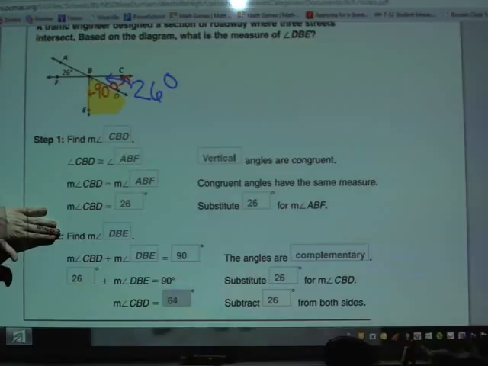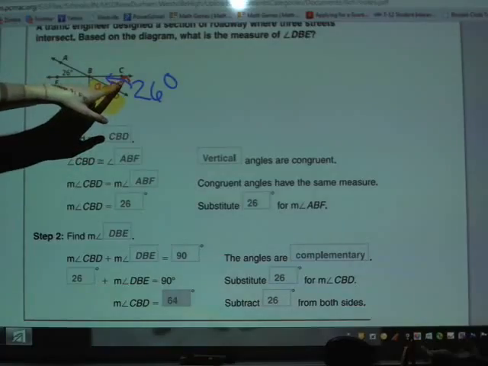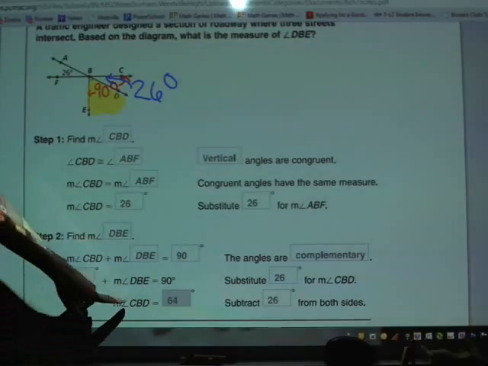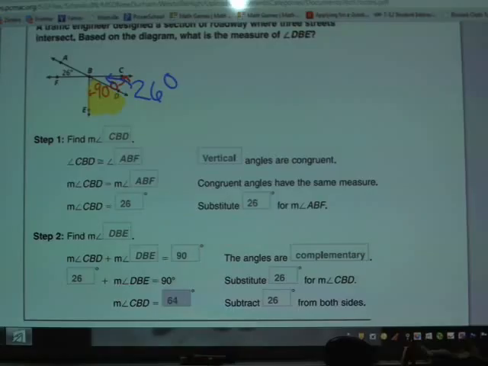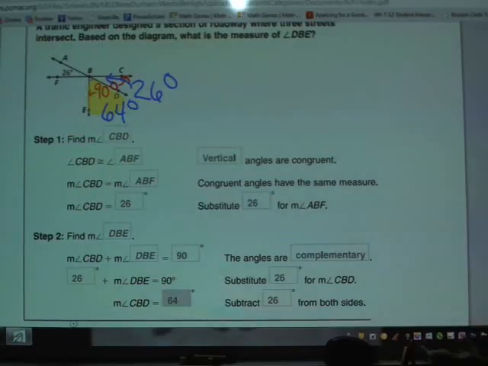And that's what they're doing down here now. They're doing it like an equation. So they're saying that this angle and the 26 that we found have to make 90 degrees. Well, if I subtract 26 from both sides, which is exactly how I would do this, I find out that CBD has to be 64 degrees. Well, that's even better for me because this is 64 degrees. That's the chunk I needed to know about. So here we now have the answer to the question in 64 degrees.